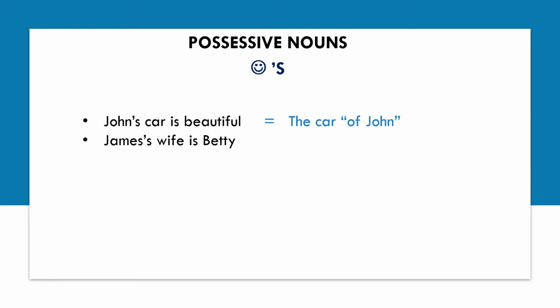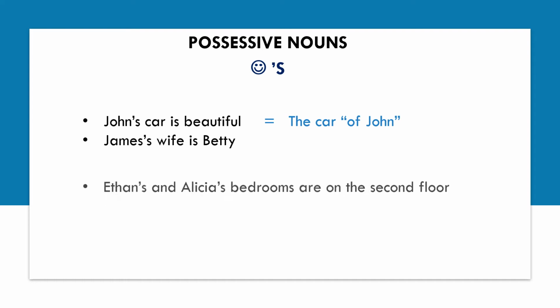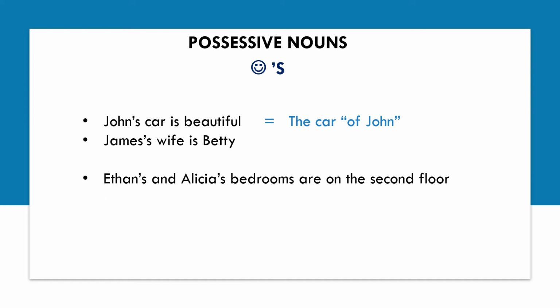If we have two or more persons in the subject, then we have to write the apostrophe s to each name. For example, Ethan's and Alicia's bedrooms are on the second floor, and this means the bedrooms that belong to Ethan and Alicia.